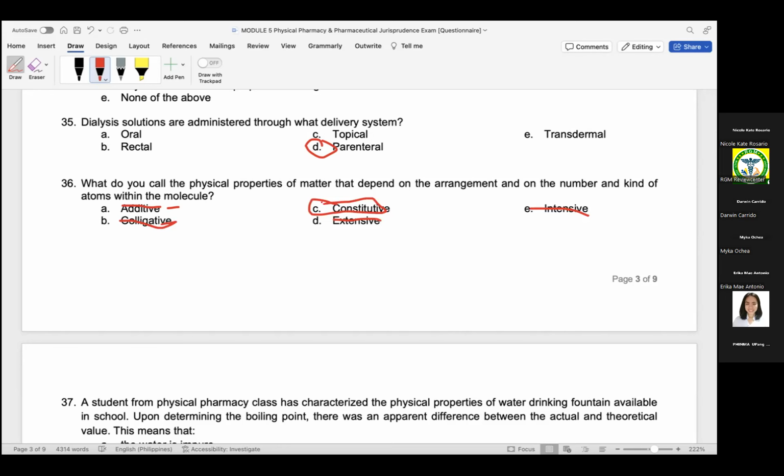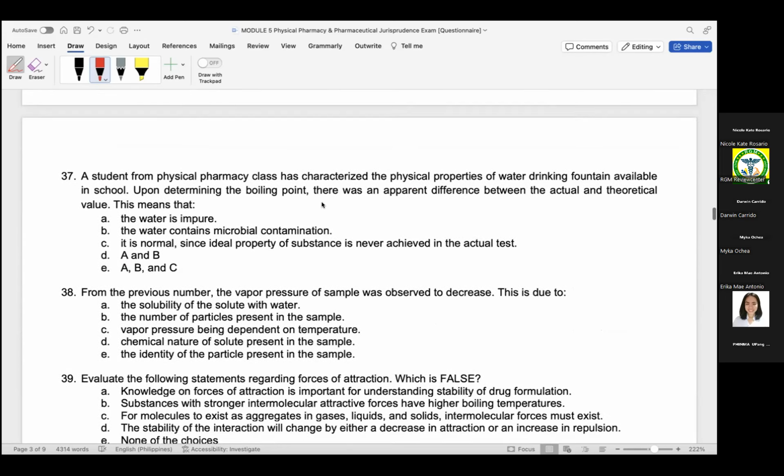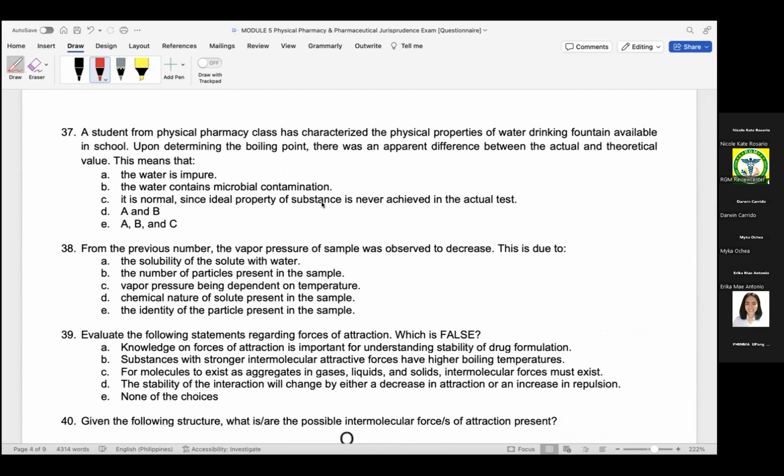Refractive index, optical activity. Number 37, a student from physical pharmacy class has characterized the physical properties of water drinking fountain available in school. Upon determining the boiling point, there was an apparent difference between the actual and theoretical value. This means that A, the water is impure, B, the water contains microbial contamination, C, it is normal since ideal property of substance is never achieved in the actual test, D, A and B, E, A, B, and C. The correct answer is letter A. The water is impure.